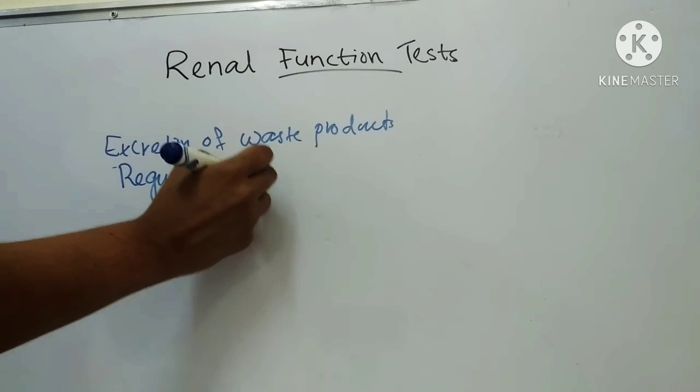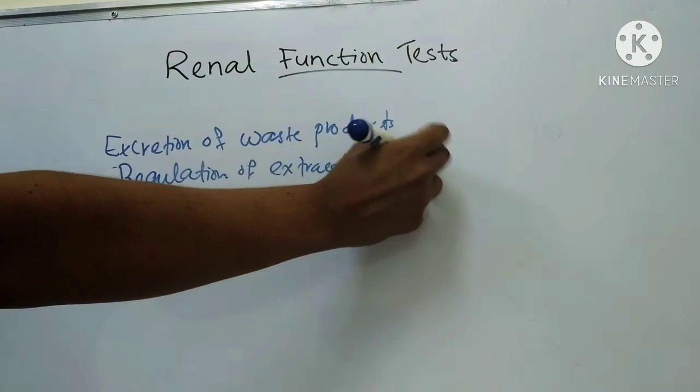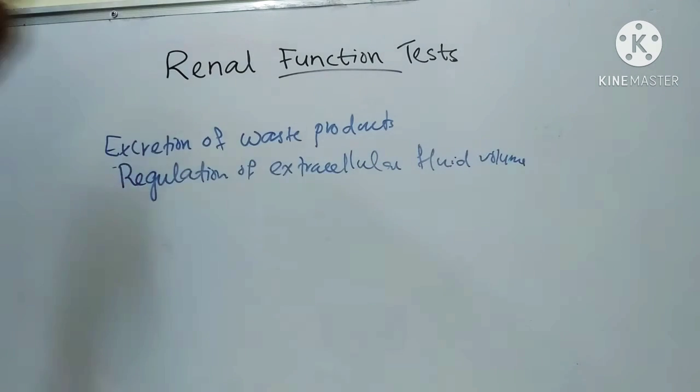Regulation of extracellular fluid volume and electrolyte concentrations, and the production of hormones like erythropoietin and 1,25-dihydroxy vitamin D, and renin. These are the main functions of the kidneys.